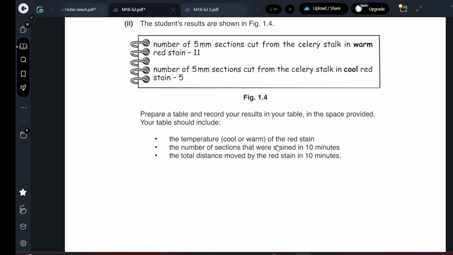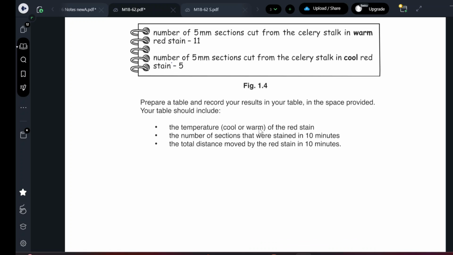And then he gave me the results. The students' results are shown. The number of 5 mm sections cut from the celery stalk in the warm red stain was 11 sections, and the number cut in the cool red stain was 5 sections. He gave you the results. How many sections did he cut in the warm? How many sections did he cut in the cool?